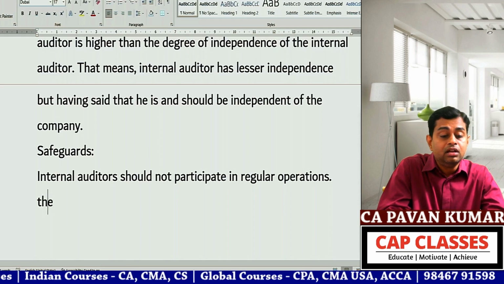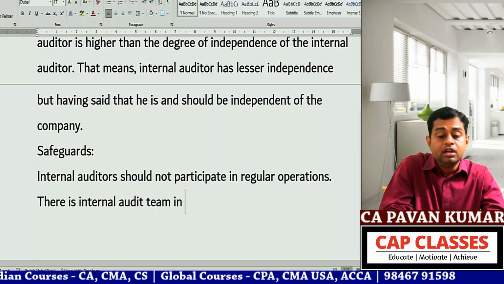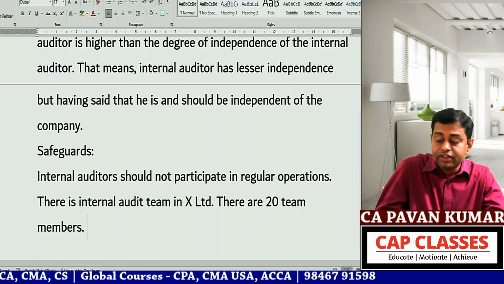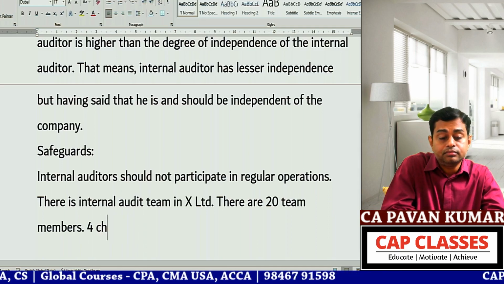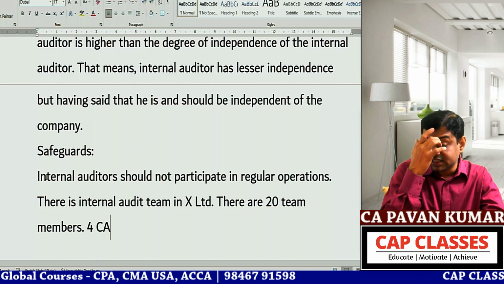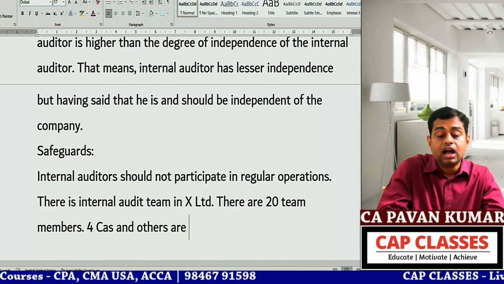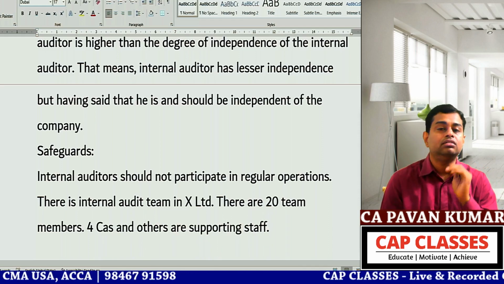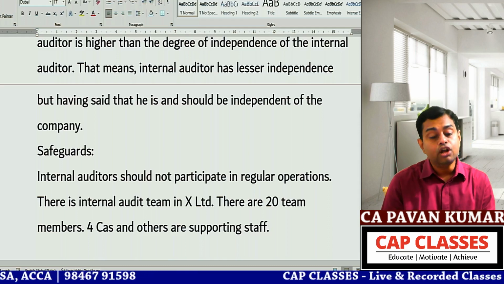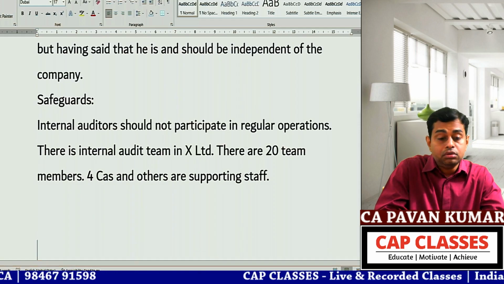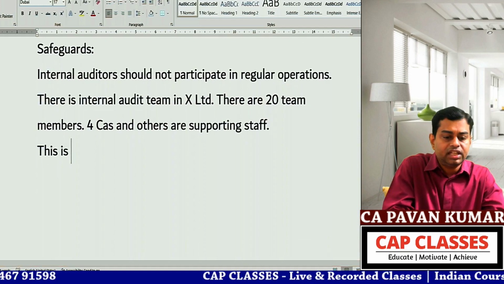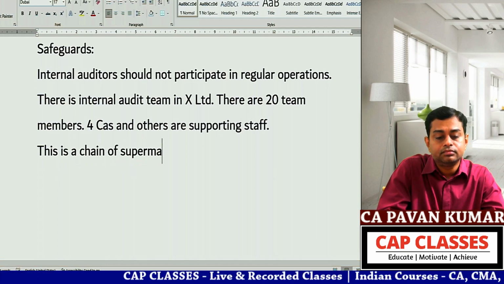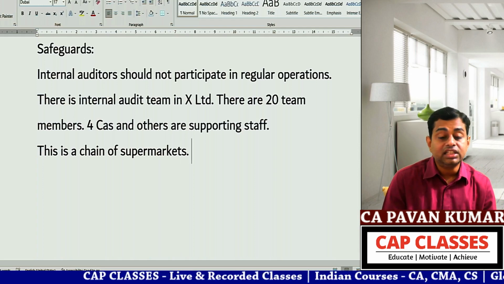That means, say for example, there is an internal audit team in X Limited. There are 20 team members, out of which say 4 chartered accountants, 4 qualified CA, CMA, CS kind of people, 4 CS, and others are support staff. Professionally not qualified, but trained to conduct internal audit. Now say X Limited is running a chain of supermarkets.